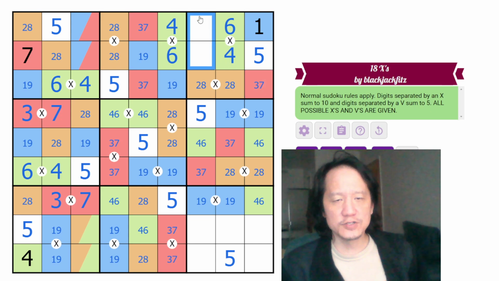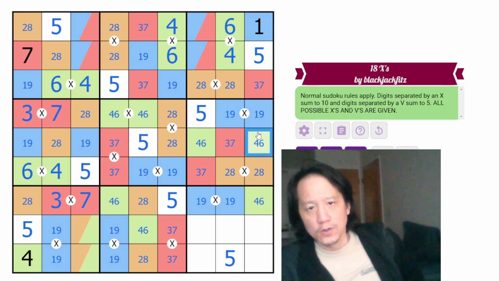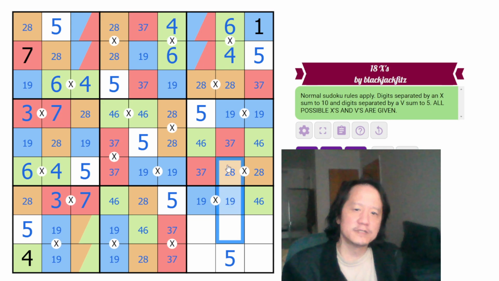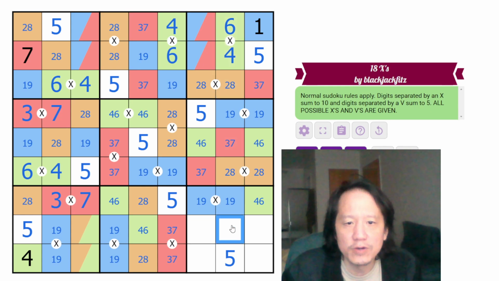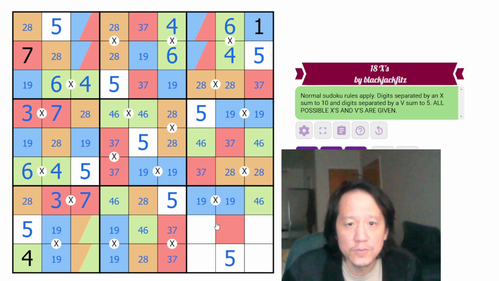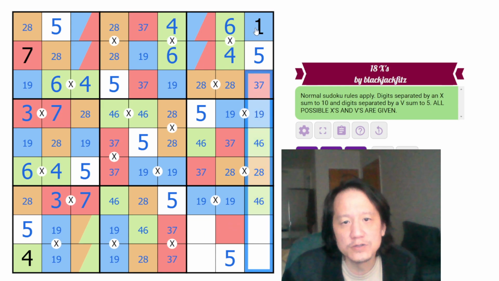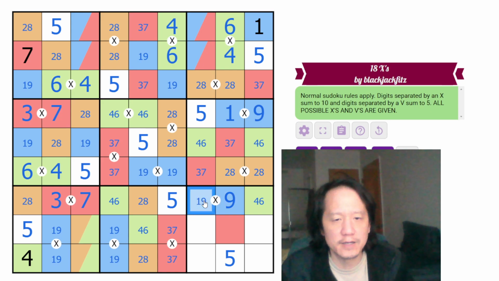We know one of these is blue and one of these is red. So this is a blue-red pair. What's the last remaining cell in column 8? It has to be a red. So this is a red. What are the last remaining cells in... This can't be 1, so this is a 9, which makes this a 1, which makes that a 9, which makes that a 1, and that's just normal Sudoku.